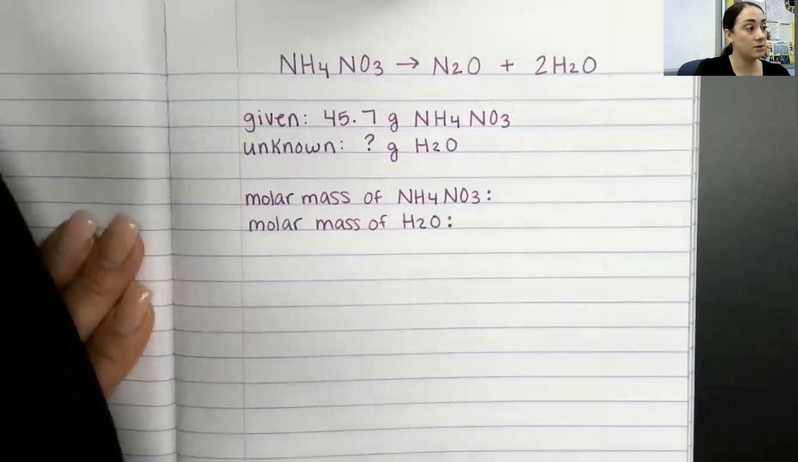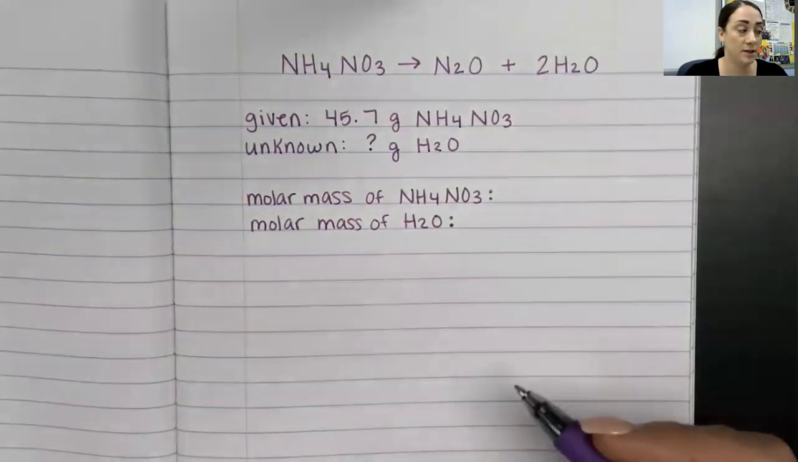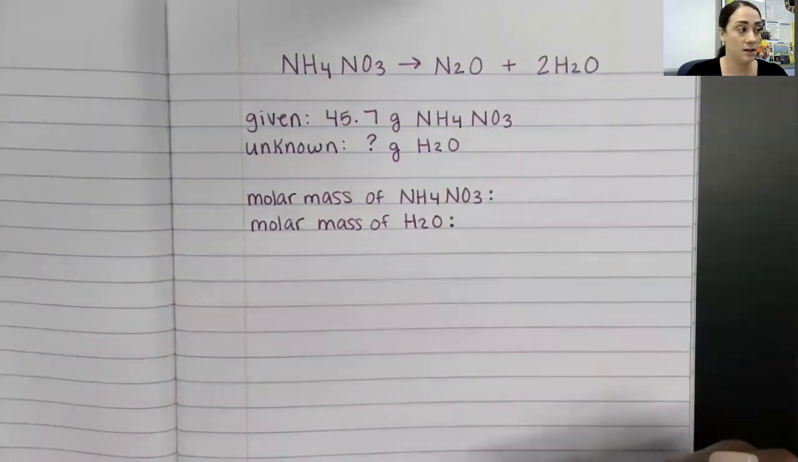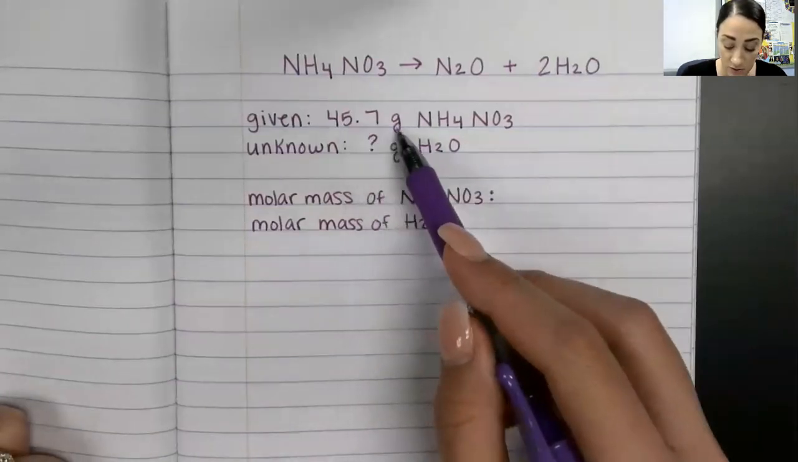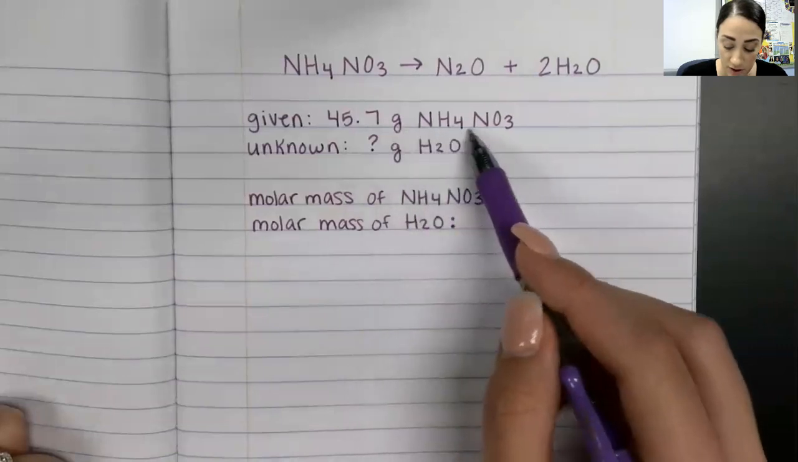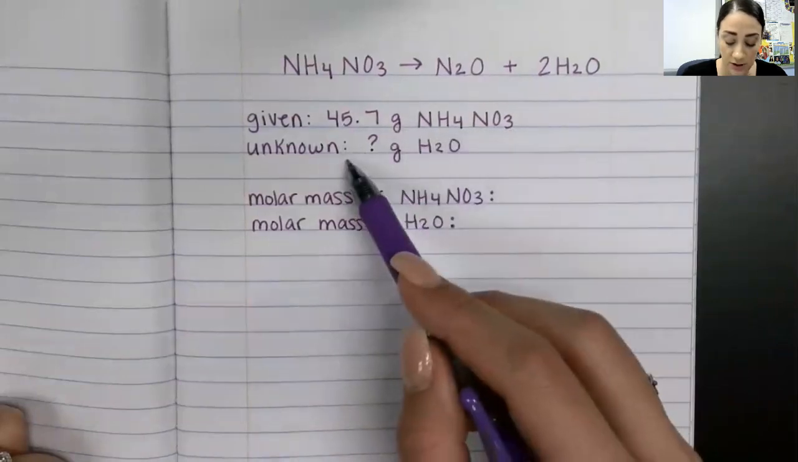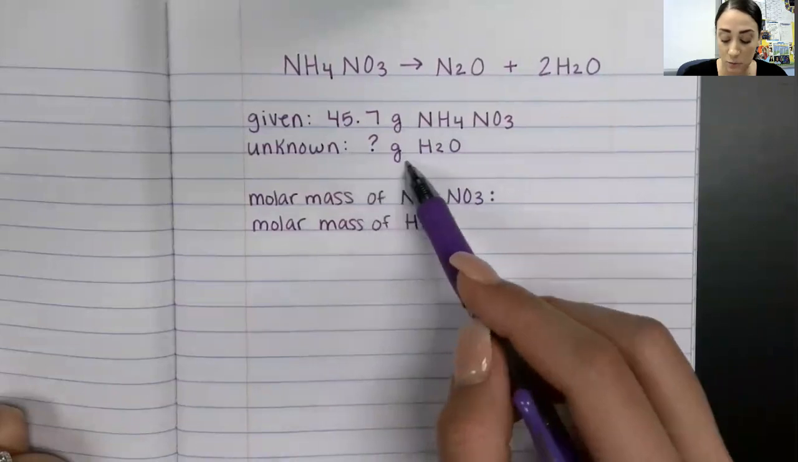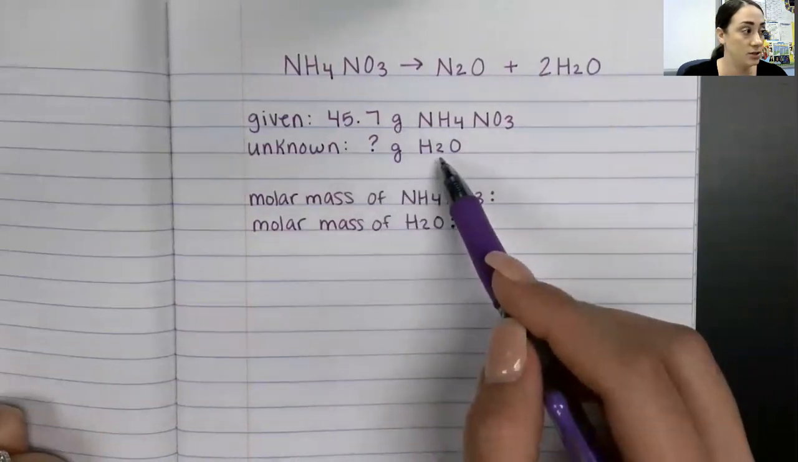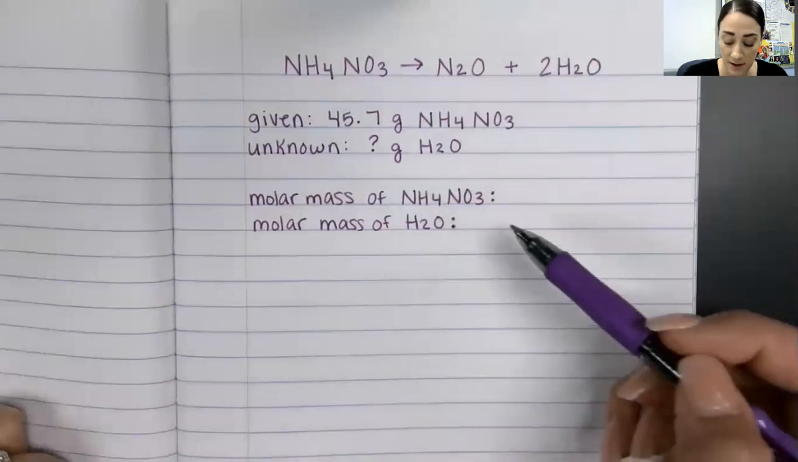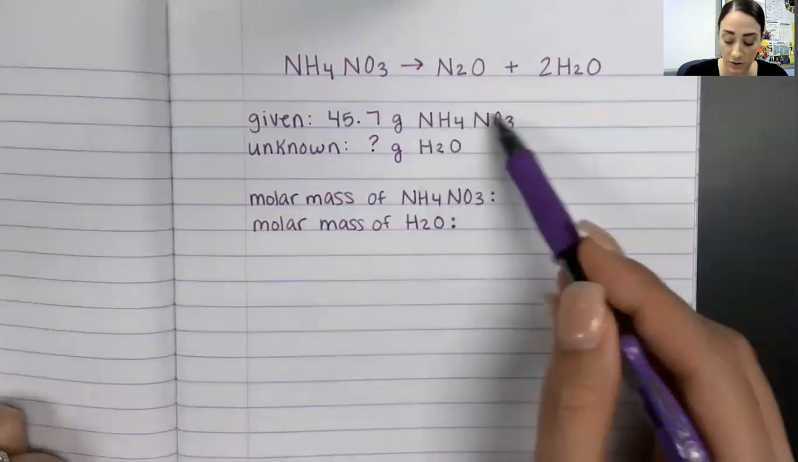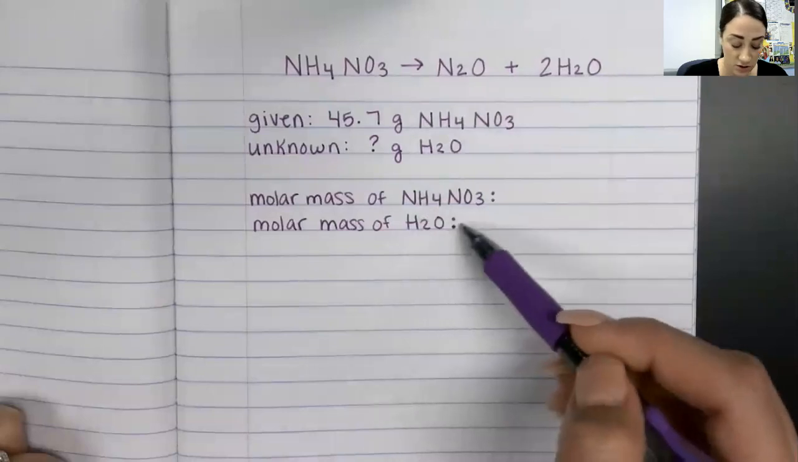All right, guys. So let's go ahead and look at the example that's given to us in the reading. Okay, we have our given, which is 45.7 grams of NH4NO3. Our unknown, they're asking us to figure out what mass of water is produced. So that's H2O. This is our balanced equation. We need to figure out the mass of NH4NO3 and the mass of H2O.